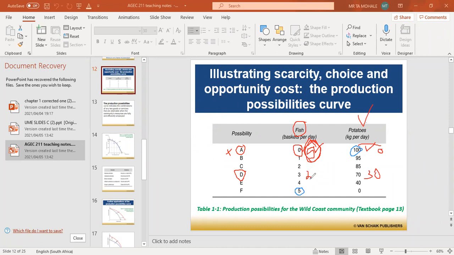Opportunity cost is a loss. When this person produces 3 baskets, remember, the maximum achievable output is 5. This person can produce 5, but then he chooses to produce 3. How much is he going to lose? He's going to lose 2 because his maximum achievable output is 5. So an opportunity cost will be 2 baskets of fish per day. And on this side, if he decides to produce 70, whereas you can produce up to 100, how much are you losing? We subtract 70 from 100. The loss will be 30. That will be an opportunity cost. Does it make sense?